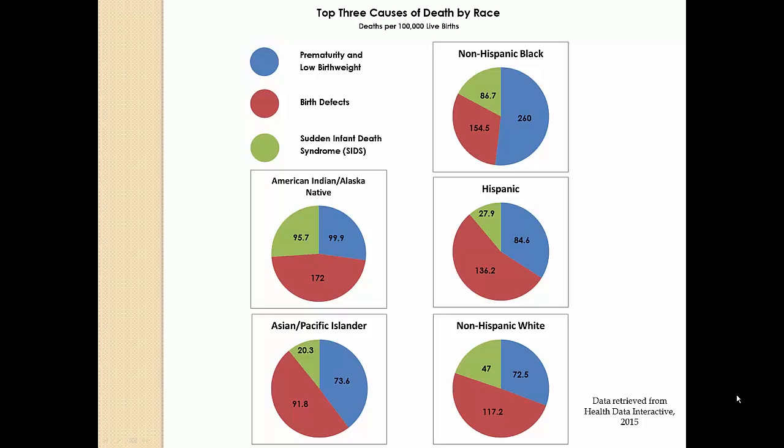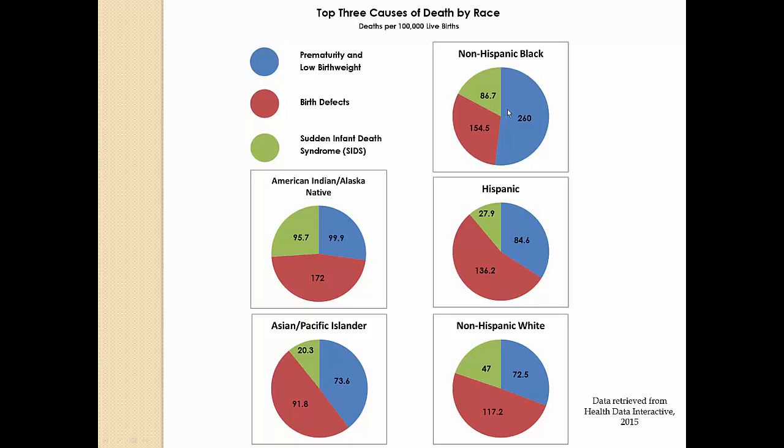As you can see, there's a great amount of disparity between what black children are dying from and what all of the other children are dying from. Black children are more likely to die from prematurity and low birth weight than any other thing, while all of the other races are more likely to die from birth defects.